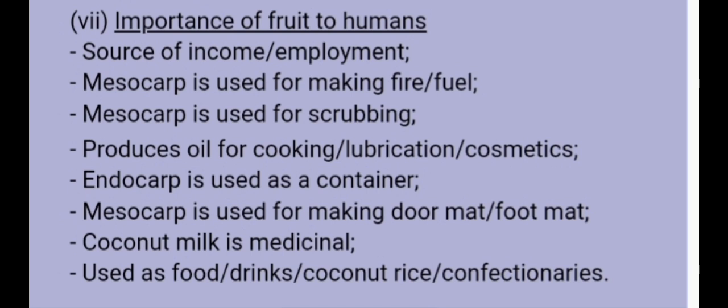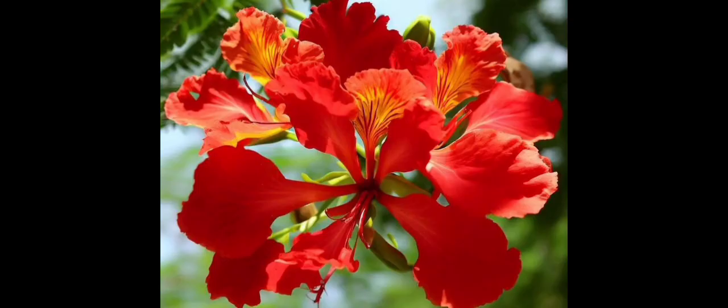Then coconut has milk, so that's milk, and coconut milk is medicinal. Fruits are also used as food or for drinks, your orange drinks and apple drink. Food as in coconut rice, also confectionery. So if you're asked generally importance of fruits to man, there you have it. So the last specimen, O, is flamboyant flower, like I said. And flamboyant flower is gotten from flamboyant flame tree, which is also called flame of the forest.